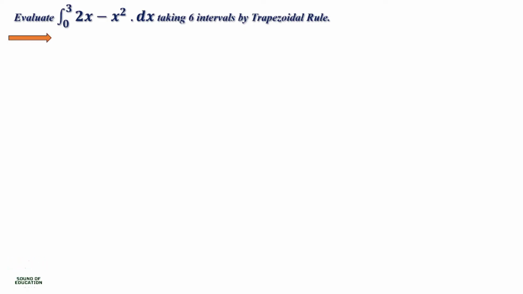So here in this numerical, the function is given and the limits are given. First you have to write down the given data. So given is, as I said, the function is given in the numerical. Here we have to write down f of x is equal to 2x minus x square. Now you can see the integration 0 to 3, that means the lower limit and upper limit are also given in the numerical.